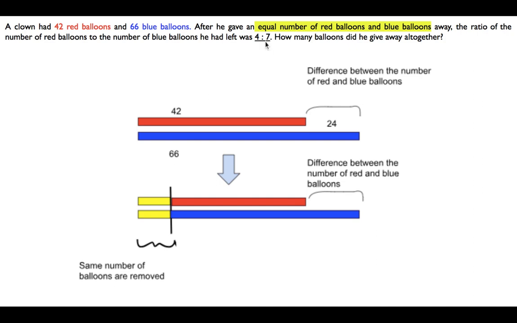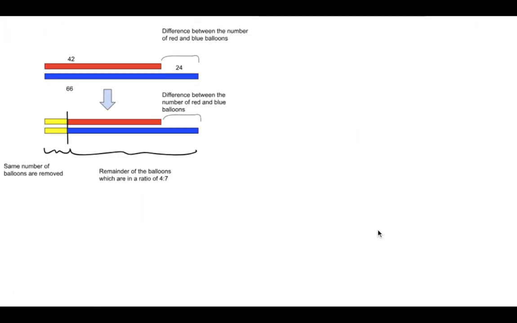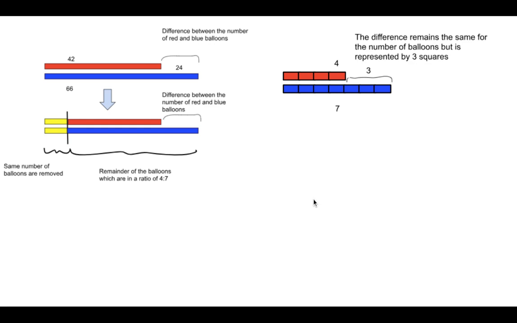Now, I know that the ratio of what he had left is 4 to 7. So the remainder of these balloons right here is going to be 4 for the red and 7 for the blue. What I did is I just shrunk what was on the other page to make it smaller here so that we can continue working over here. So I'm going to do my ratio of 4 to 7 because we know that the remainder is 4 of the red and 7 of the blue.